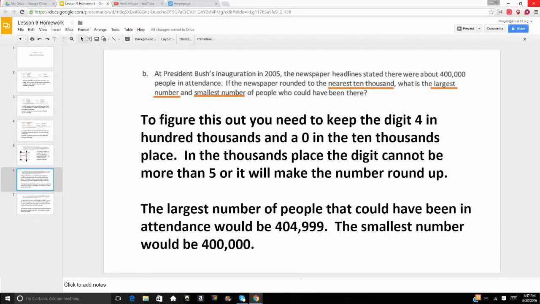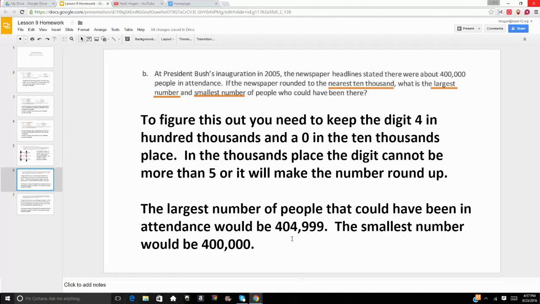So in the thousands place, the digit cannot be more than 5, or it will make the number round up. So if this is a 5, this would round up to 1, wouldn't it? So we can't have a 5. It has to be a 4. So I thought that the largest number would be 404,999, because that's as close as it can be. The 4, and the 9 would make that a 5. And the smallest number would be 400,000, because the 4 has to be there and the 0 has to be there.